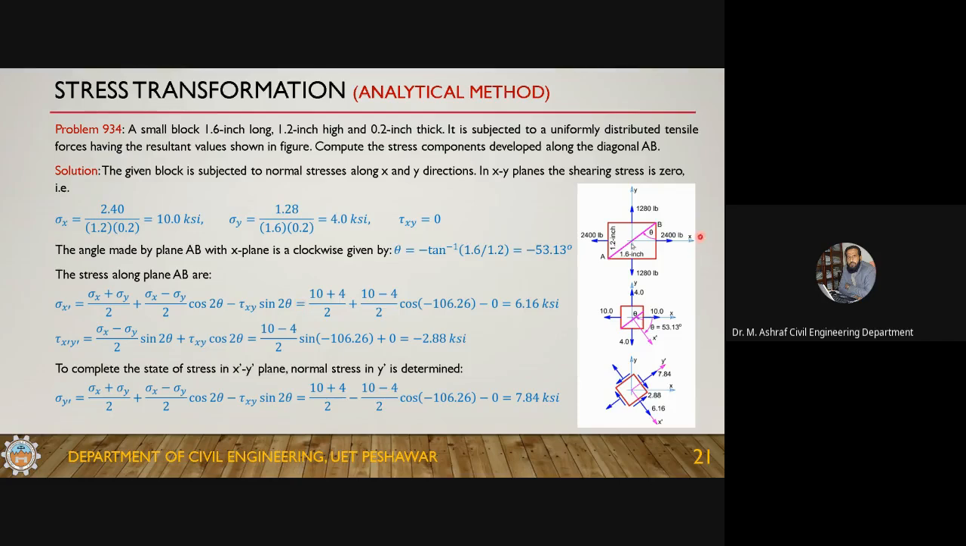So on the x prime plane, on this plane, the perpendicular stress is how much? The perpendicular stress is 6.16 ksi, which is a tensile stress. But the shear stress parallel to this plane is equal to this one. Plug in the values and you will get minus 2.88 ksi. Minus 2.88 ksi is the shear stress acting parallel to this plane.